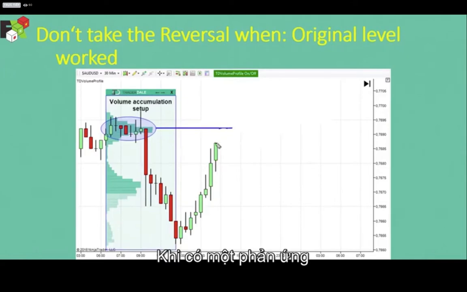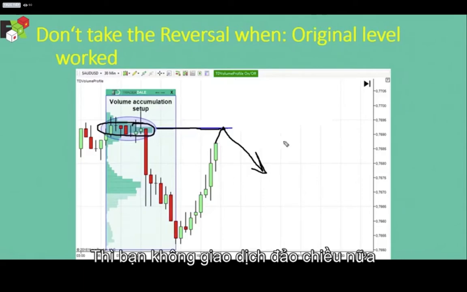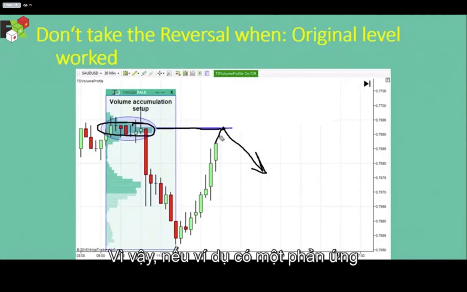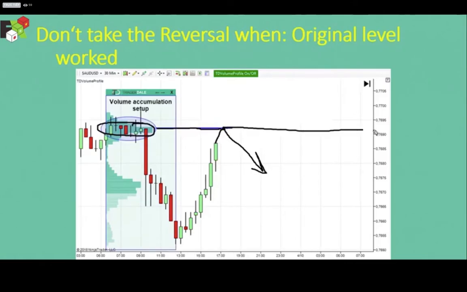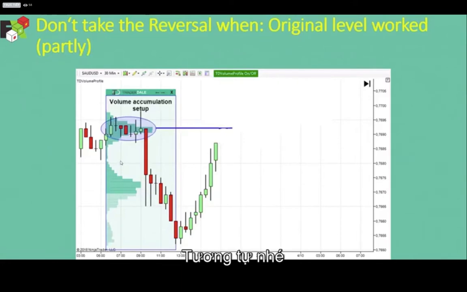Next rule is don't take the reversal when the original level worked. So when there is a reaction to the original level, when the price reacts to it as it should, then you don't trade a reversal. So if, for example, there is a reaction, then the price makes it past the level, then you don't take the reversal. You don't do it because the price already made a reaction to the level.